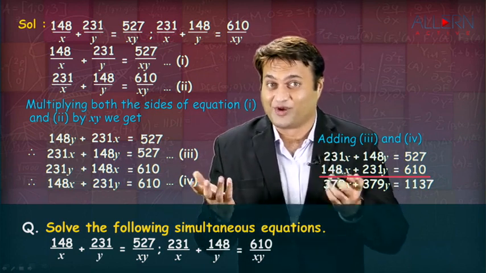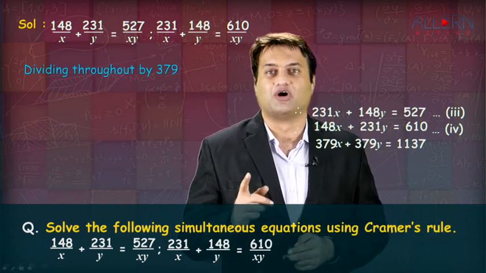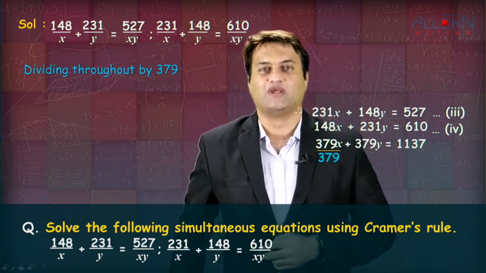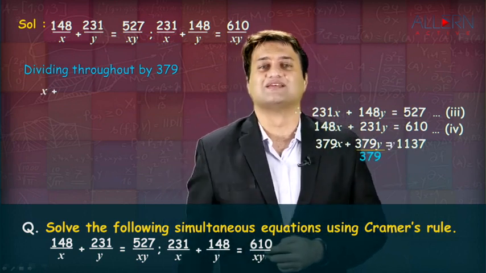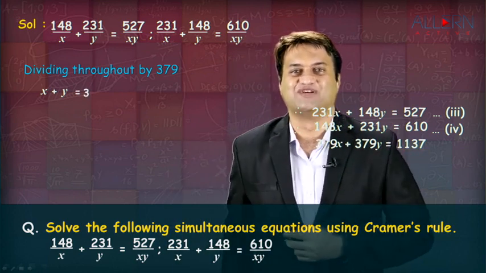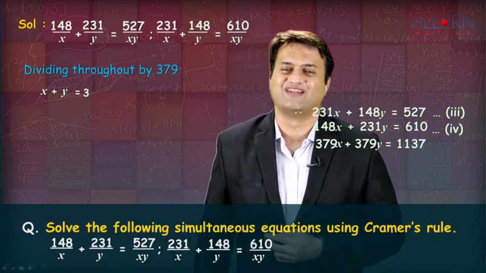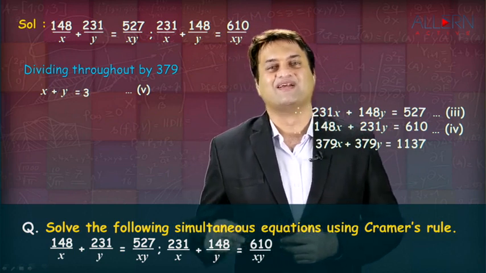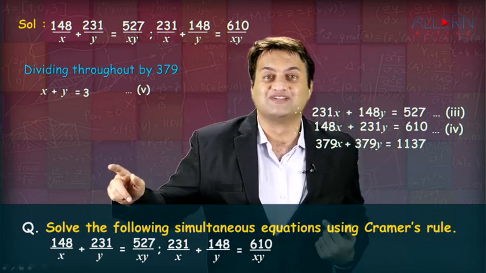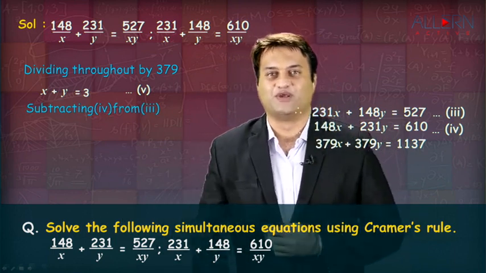Then hope you all remember 379x, 379y. Let us divide throughout by 379. So when we divide throughout by 379, what we get is x plus y is equal to 1137 upon 379, which is 3, and we are getting a very simple equation, x plus y is equal to 3. Let this be equation number 5. After adding, getting the fifth equation, now what we do is we subtract the two equations. So let us subtract equation 4 from equation 3.